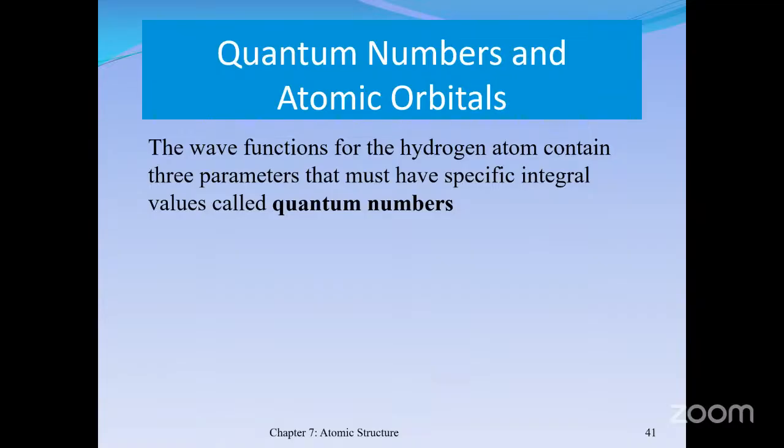So when it comes to the wave functions, they must have specific integral values, which are known as quantum numbers, right? Again, these numbers are arrived at as a result of very complex calculations, which we won't get into. There are 4 types of quantum numbers that we're going to learn about.